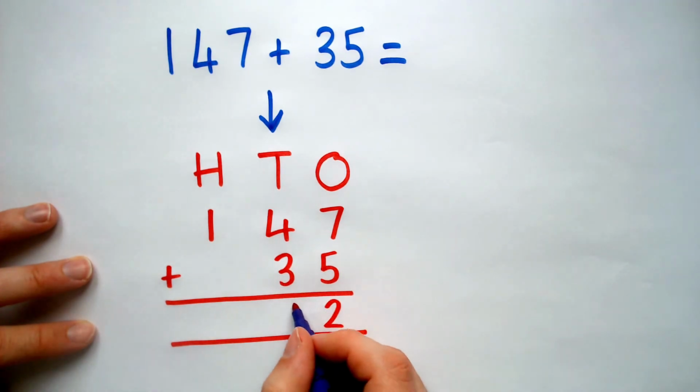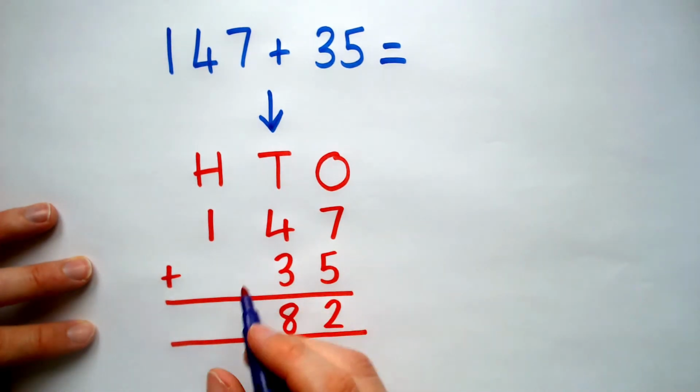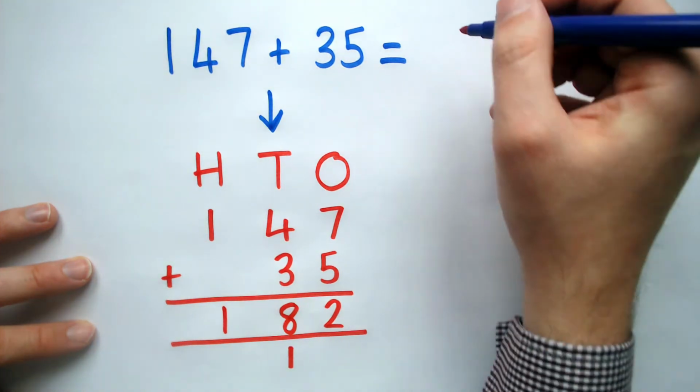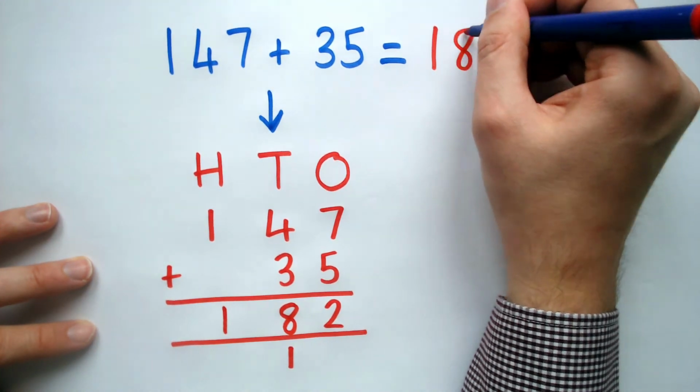Then we add the tens, we've got 4 add 3 add 1 is 8. And when we come to the hundreds, there's just 100, so our answer is 182.